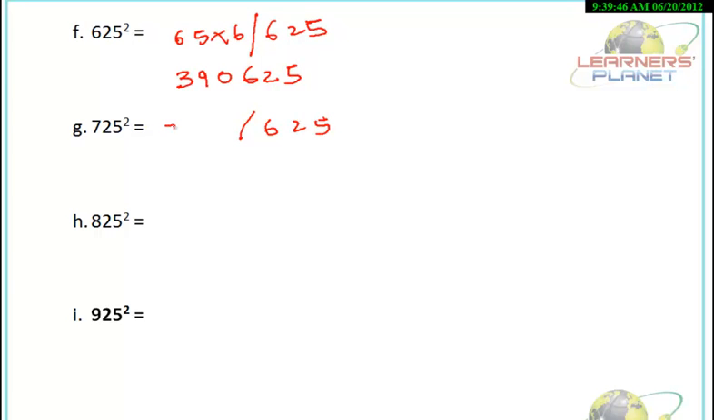625 and 75 into 7. What will be the answer? It's 75 into 7 is 525 and then 625. So what is the square of 725? That is 525625. Similarly, 825 square, write 625 as it is, then 85 into 8. What will 85 into 8 be?